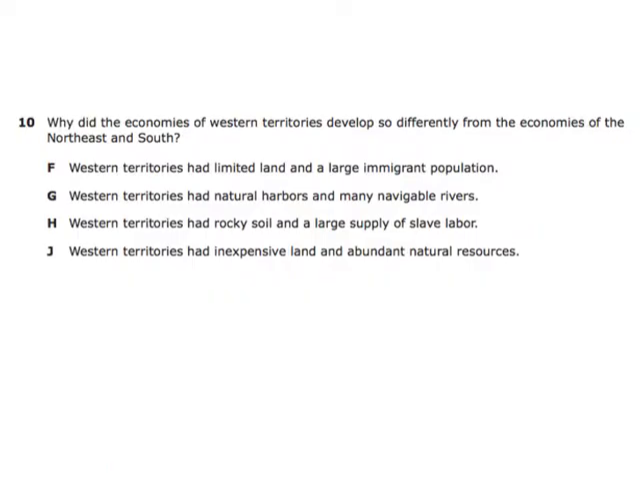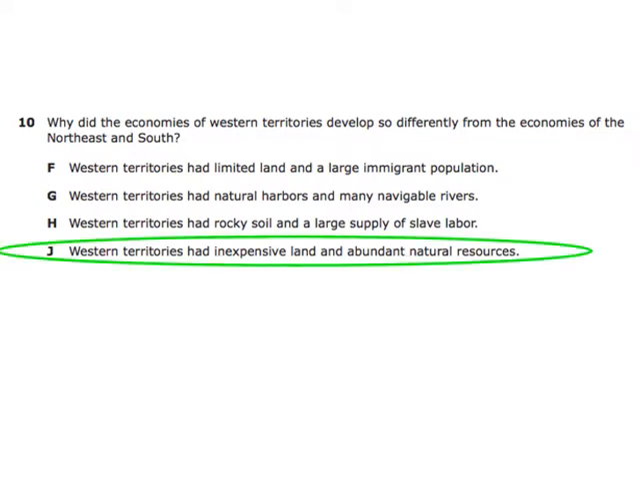Why did the economies of Western territories develop so differently from the economies of the Northeast and South? Western territories had inexpensive land and abundant natural resources. They were inexpensive because that territory did not have very many people on it. Abundant natural resources, we were talking about the gold, silver, different ores and precious metals.